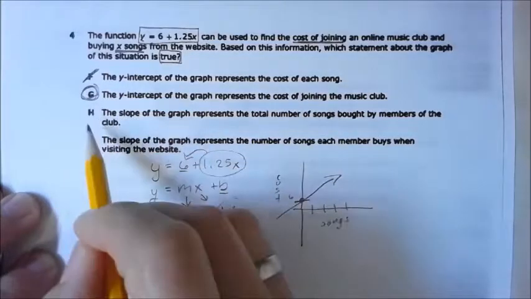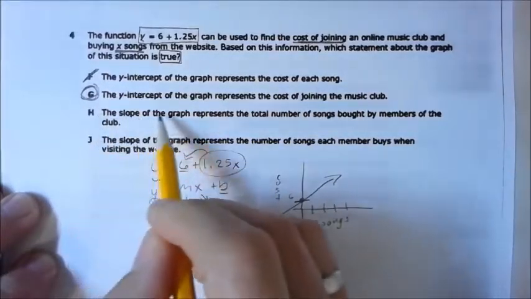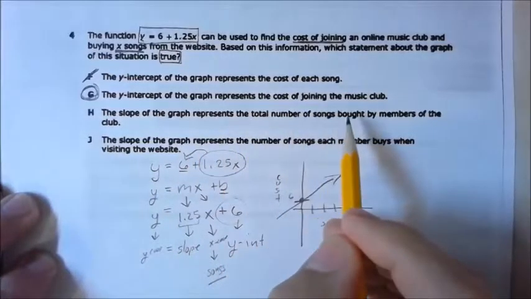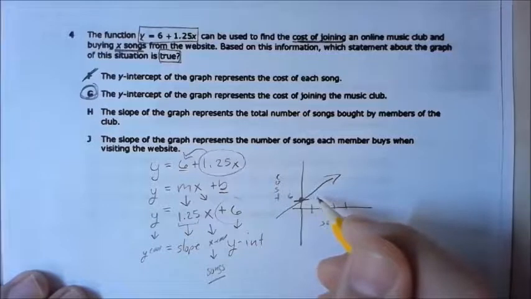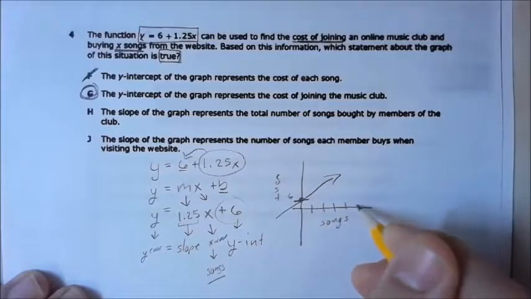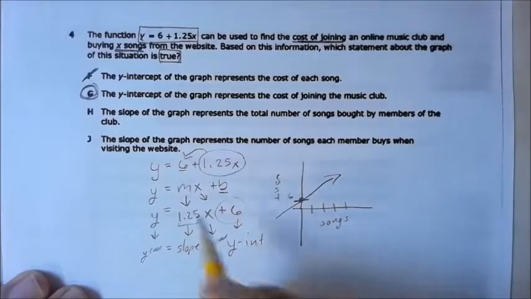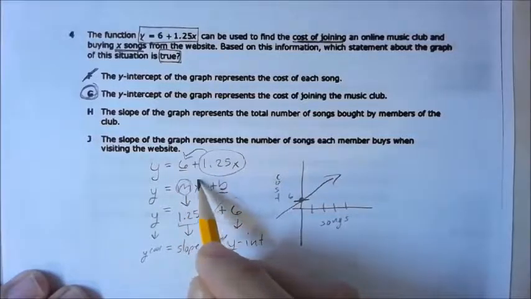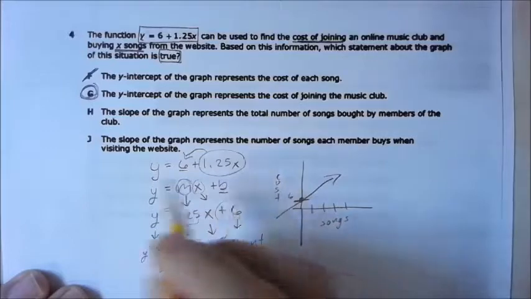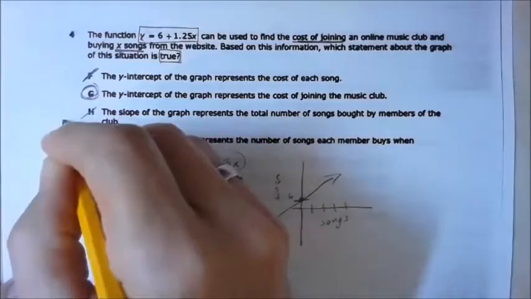Let's look at the others just to rule them out. The slope of the graph represents the total number of songs bought by members of the club. The total number of songs bought are going to be our x value. And so slope is the m. Total songs bought is going to be the x. So that is a false statement. So that one is definitely false.